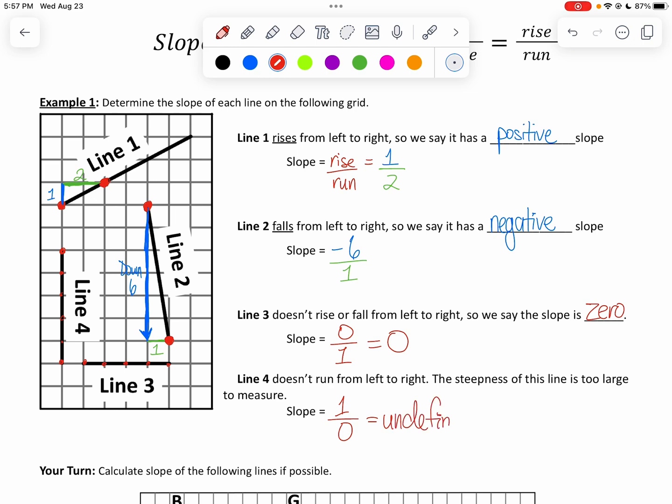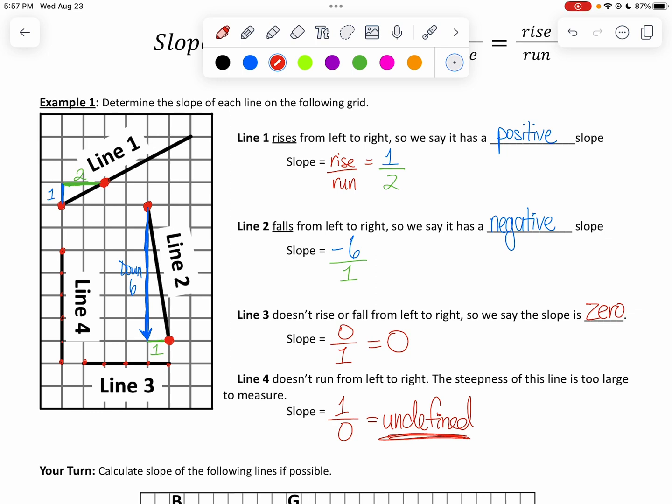And essentially, it's exactly what I just said. The steepness of the line is too large to even measure, so we can't even define how steep this line is. If something's perfectly vertical, we have no way of describing just how steep that is, so we call it an undefined slope. And that is a math term that if you're asked on a test, you should be able to communicate that a vertical line has a slope which is undefined. It's an actual mathematical term that we're going to ask you to write.